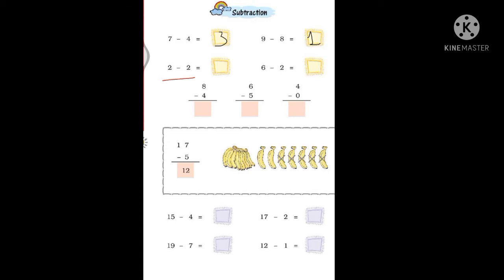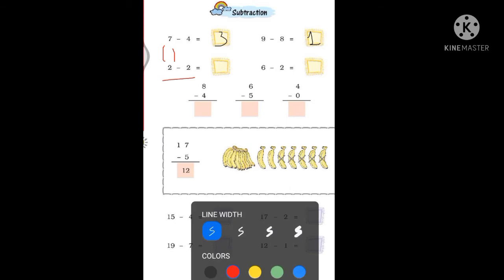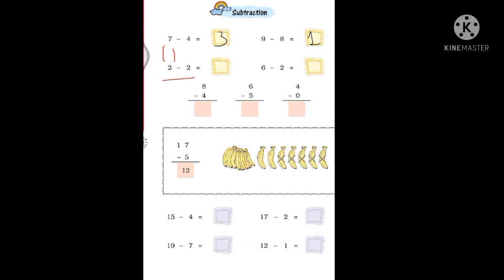2 minus 2. From the 2 we have to subtract 2. So students, here you can see we are subtracting the same number, right? But still I am showing you the subtraction. Here 2 sticks I have to draw. From the 2 how many we have to subtract? 2. So I am cutting 1 and 2 sticks.